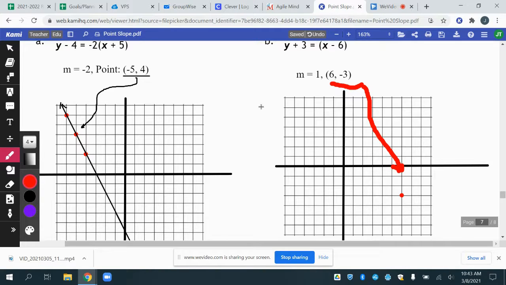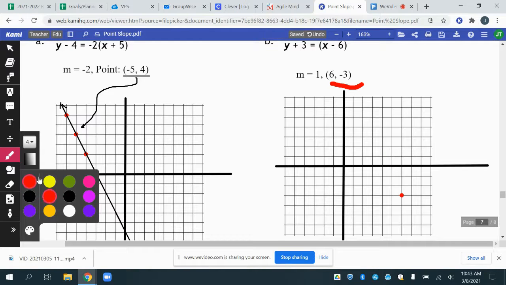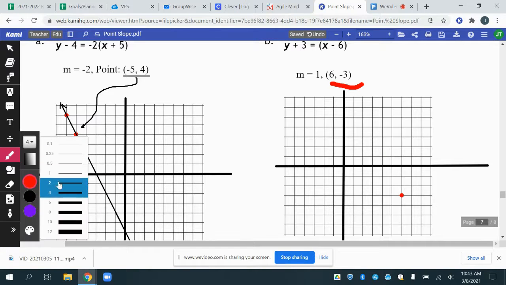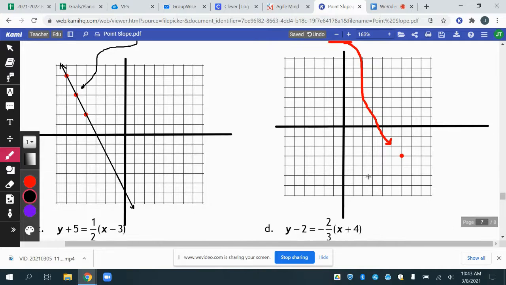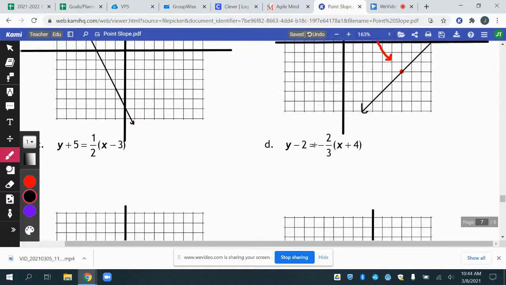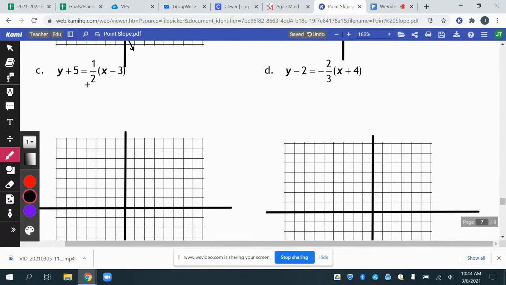Right? And it has a slope of 1, so that means, ugly by the way, I don't like it. And the slope is 1, so it's going to look like this. And there we go. Okay, this one has a slope of 1/2.